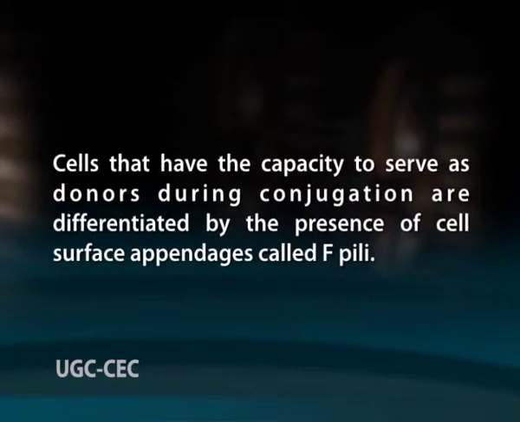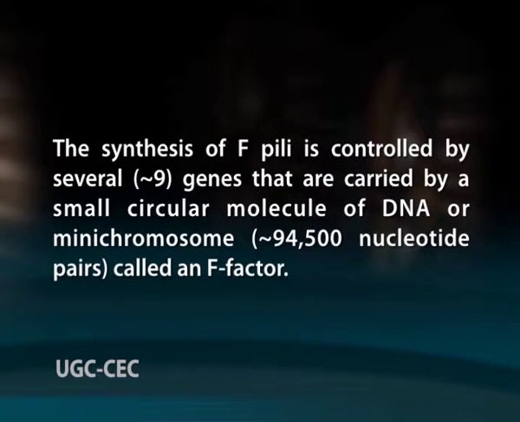Cells that have the capacity to serve as donors during conjugation are differentiated by the presence of cell surface appendages called F pili. The synthesis of F pili is controlled by approximately 9 genes that are carried by a small circular molecule of DNA, or mini chromosome, which contains about 94,500 nucleotide pairs, and it is called an F factor.